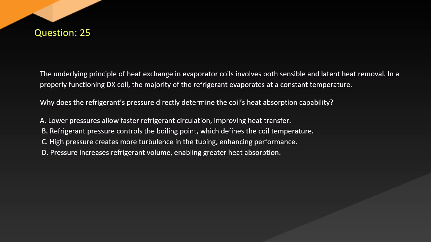A. Low pressures allow faster refrigerant circulation, improving heat transfer. B. Refrigerant pressure controls the boiling point, which defines the coil temperature. C. High pressure creates more turbulence in the tubing, enhancing performance. D. Pressure increases refrigerant volume, enabling greater heat absorption.